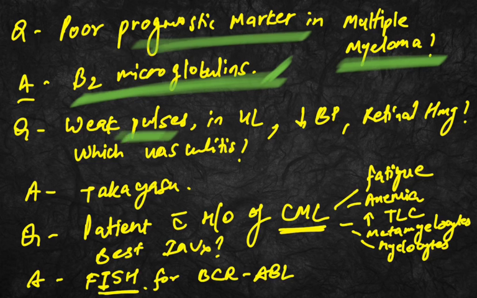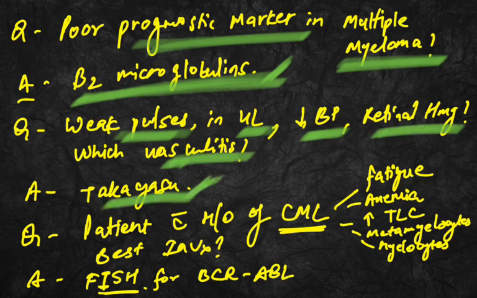Now, weak pulses in upper limbs, decreased BP, and retinal hemorrhage. So which vasculitis is present? Takayasu vasculitis. These are the features for Takayasu vasculitis.